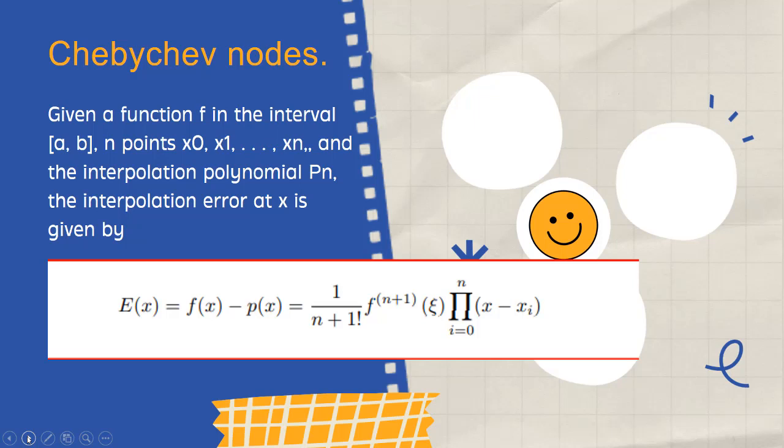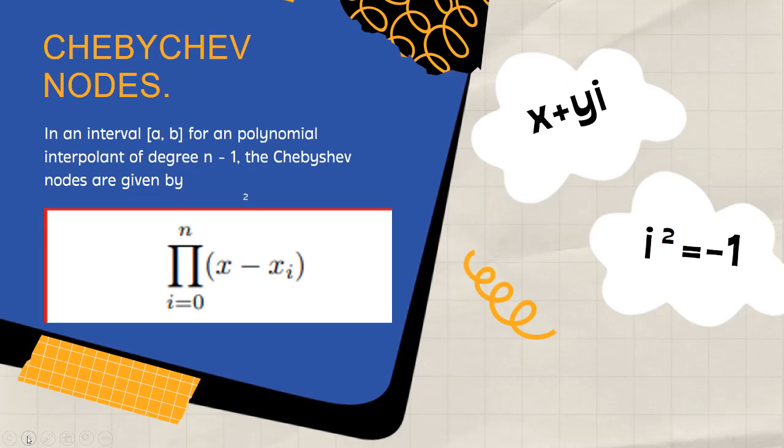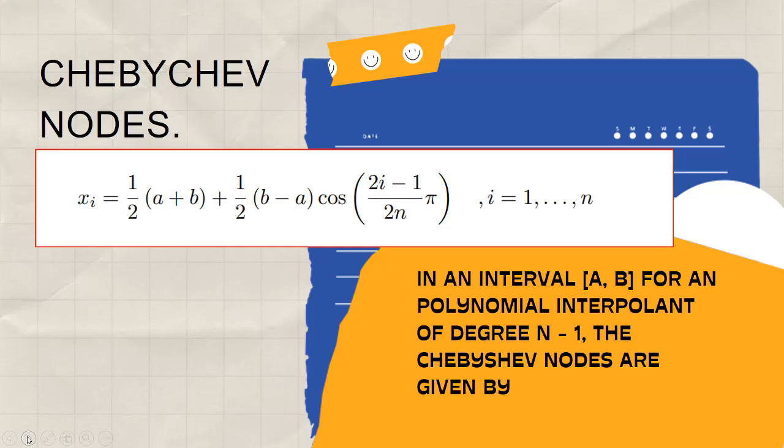Given a function f in the interval [a, b], n points x0, x1, ..., xn, and the interpolation polynomial pn, the interpolation error at x is given by e(x) for some ξ in the interval [a, b]. If we want to minimize this error, we don't know the function f, nor can we specify the value of ξ. So in minimizing the error, we consider the minimization of the product over i equal to 0 to n of (x minus xi). Chebyshev nodes minimize the product above, as we will see in the next section.